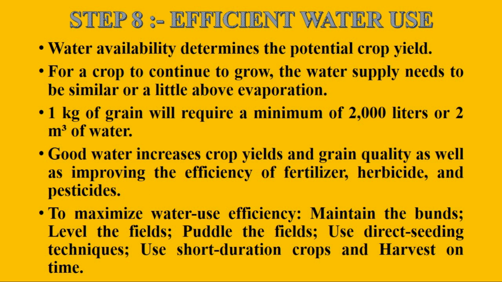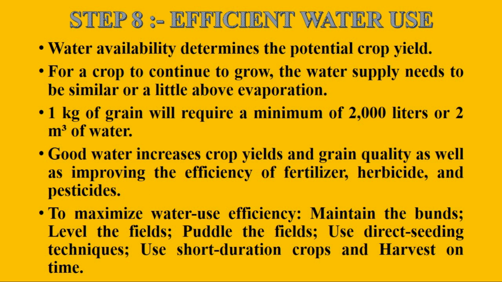In an efficient system, each 1 kg of grain produced will require a minimum of 2000 liters or 2 cubic meters of water. Good water control increases crop yields and grain quality as well as improving the efficiency of other inputs such as fertilizers, herbicides and pesticides.